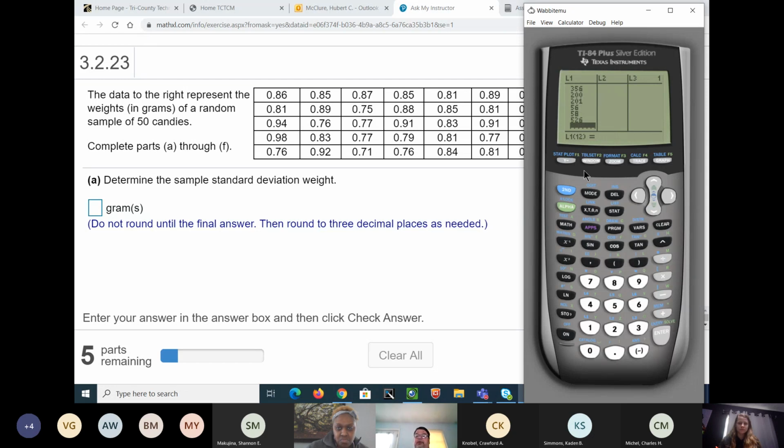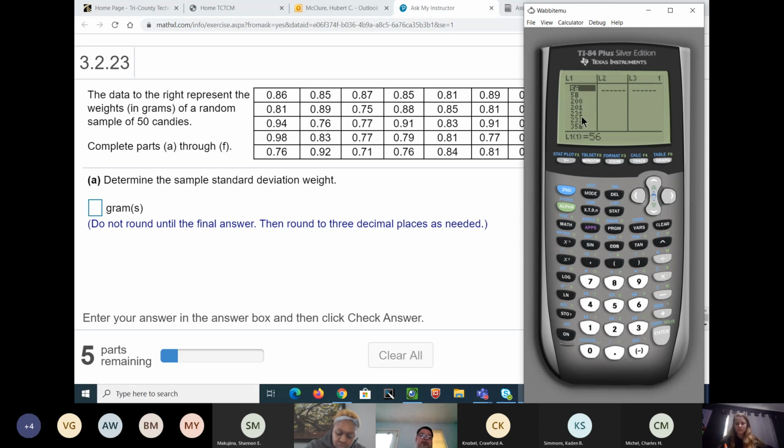How do you sort it? Well, you hit stat and you hit sort A. That means sort in ascending order, and hit enter. Then type second 1. If you look above the 1, what's above the 1 in blue? L1. Close parentheses and enter. Now go back and look at your data, edit, and you'll see it's in order. That's how you put your data in order.